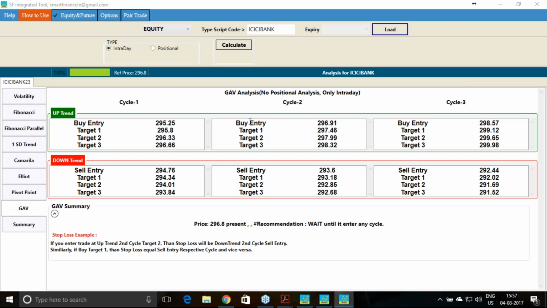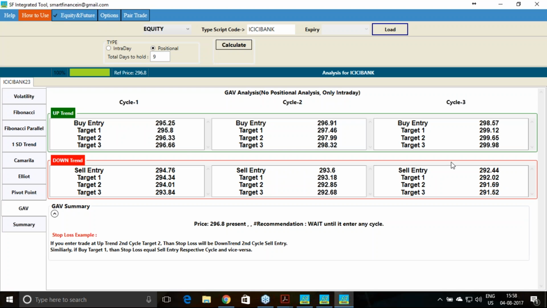will be showing here. Suppose equity, ICICI Bank, intraday analysis I have seen. I just want to go for positional and want to go for 9 days. You may be saying that though positional analysis I have done, but by default it is showing the GAV positional analysis. Maybe your question is pertaining to that.